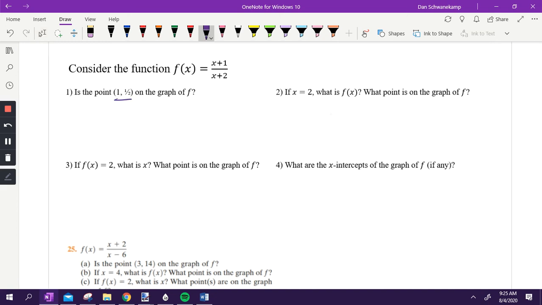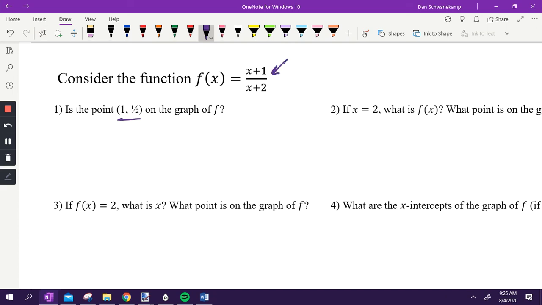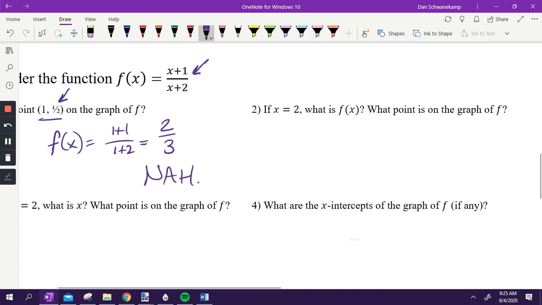Is the point 1 comma 1/2 on this graph? How do I determine if the point 1 comma 1/2 is on that graph? Plug it in. I'm going to plug in 1. It says f of x is equal to, I'm going to plug in 1. When I plug in 1, I get 2/3. So is the point 1 comma 1/2 on that graph? No. 1 comma 2/3 is on that graph, but 1 comma 1/2 is not. Makes sense on the first one.